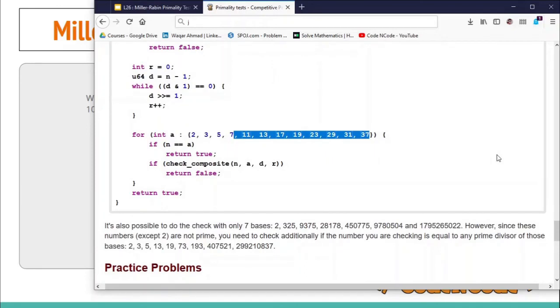So of course you can go with this. If you are testing the primality of a 32 or 64 bit integer, you can of course go with the first 12 prime numbers and run the Miller-Rabin test on it, and it would tell with 100% accuracy whether the given number n is prime or not.